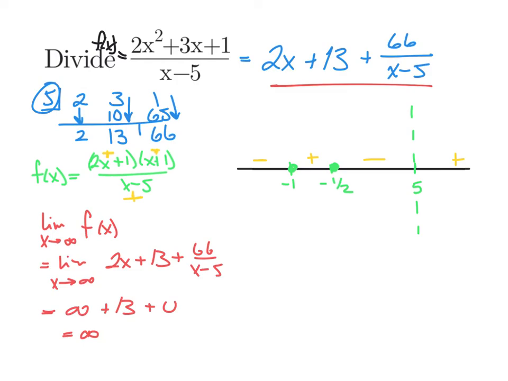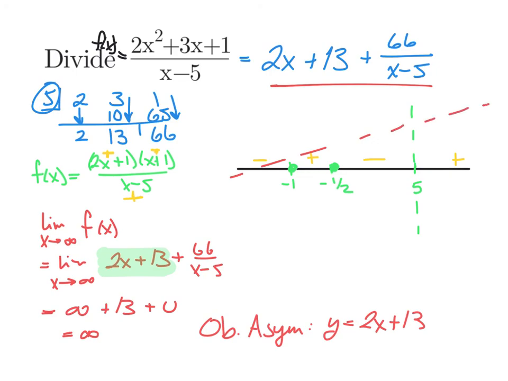But more importantly, we can see where our asymptote is right here. We have an oblique asymptote for the line y equals 2x plus 13. I mean, without any regard for scale, we'll have an oblique asymptote like this. And now we're ready to graph.